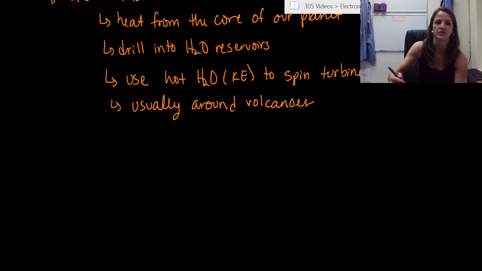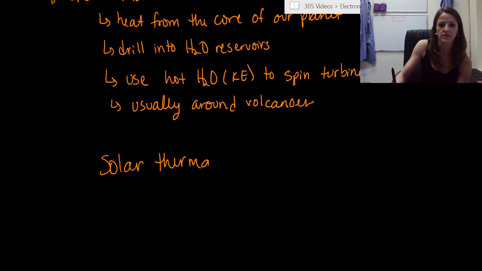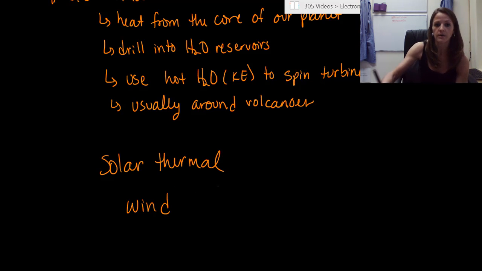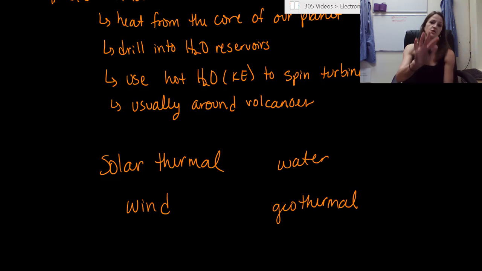Okay, now here is my question. Out of these four processes, so you have solar thermal, you have wind, you have water, and you have geothermal. Of these four, which one do you personally, and this is your own opinion, think we should focus on and try to use this energy to actually power our entire planet? Go.